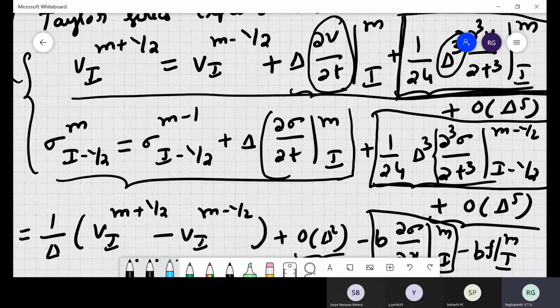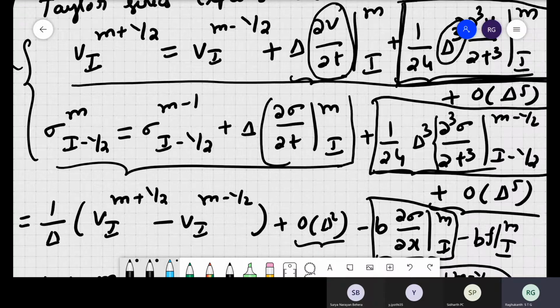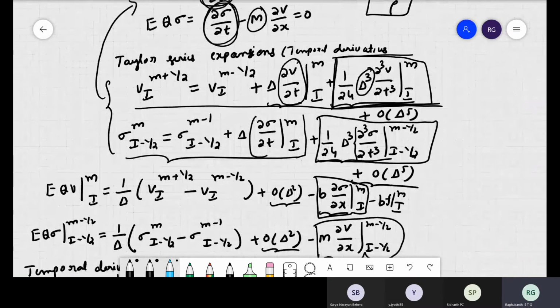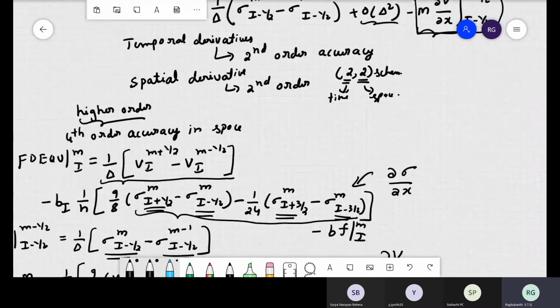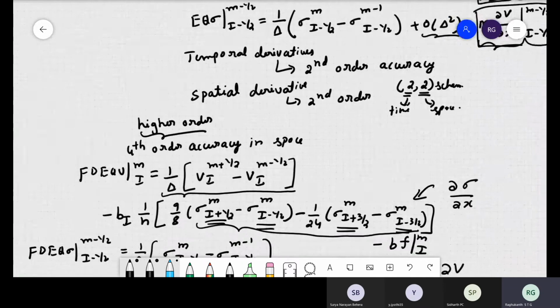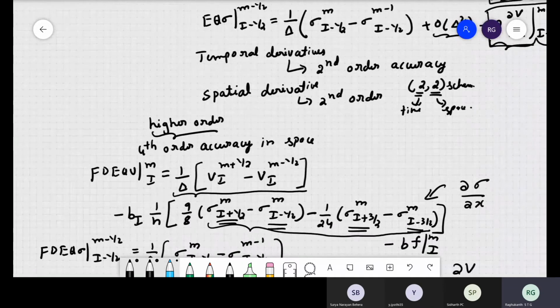So last class, if you see, what we were doing is, you remember, right? The temporal derivative and the spatial derivatives in the velocity-stress formulation. So we have this 2-2 scheme, that is central difference in time, central difference in space.